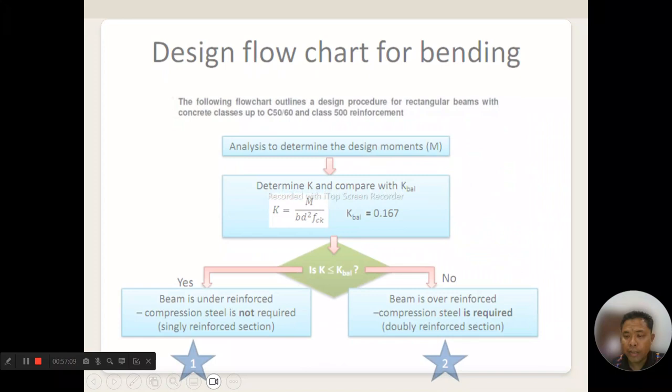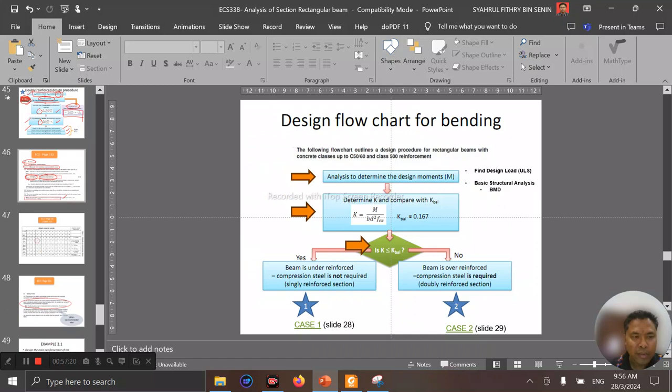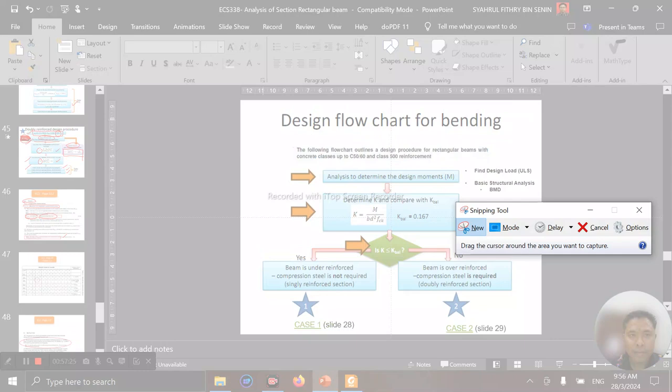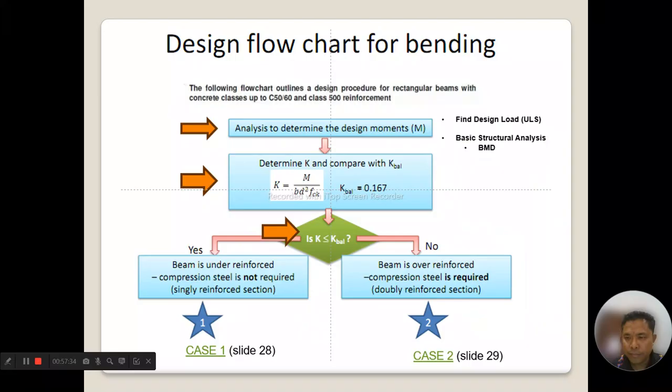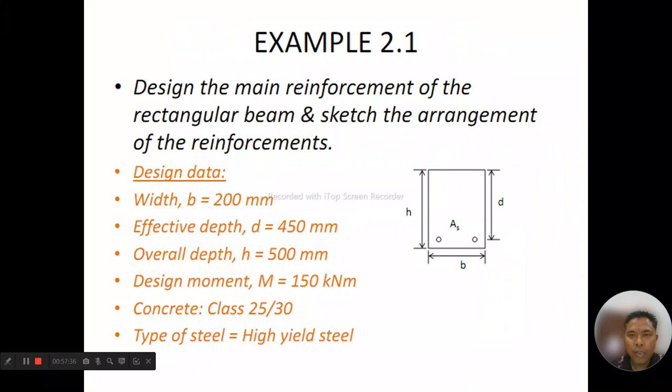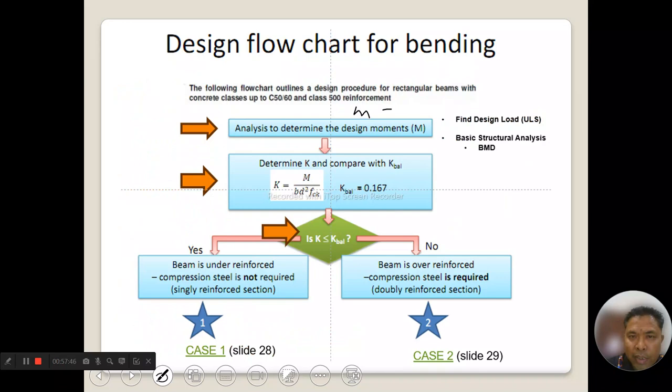So first of all, you have to find the design moment. So from the questions, the design moment mana tadi? Saya kena letak dekat sini. Okay. So you have to find the design moment. The design moment given here is 150. So my moment here, saya letak siap-siap 150 kilonewton meter. The unit of bending moment is kilonewton meter.